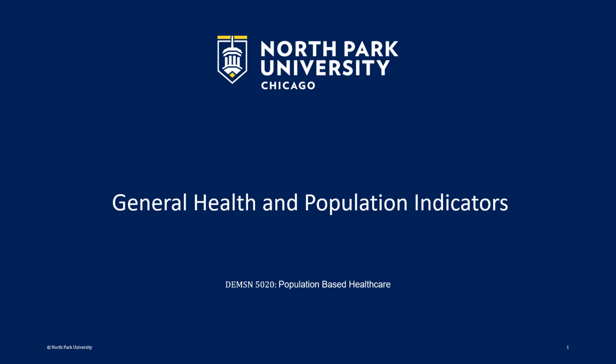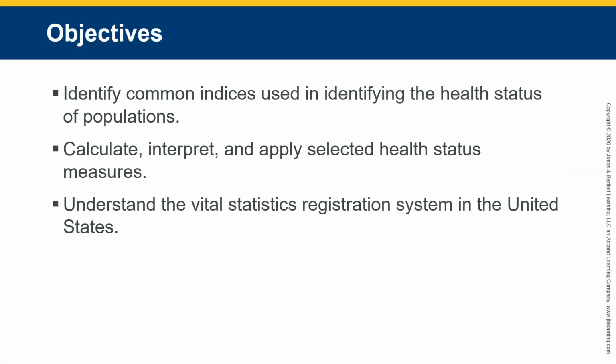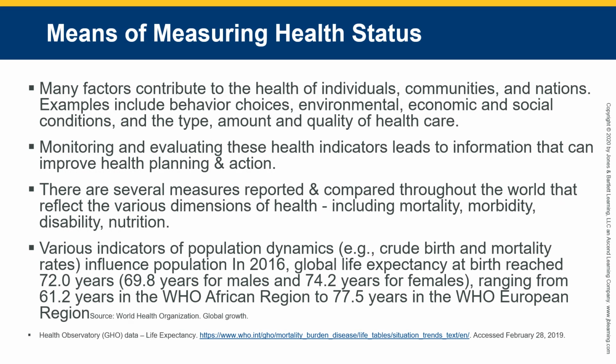Good morning. This presentation is going to review general health and population indicators. You can find this information in Chapter 6 of your epidemiology textbook. Our objectives today, I'm not going to go over them specifically. And the means of measuring health statistics are varied.